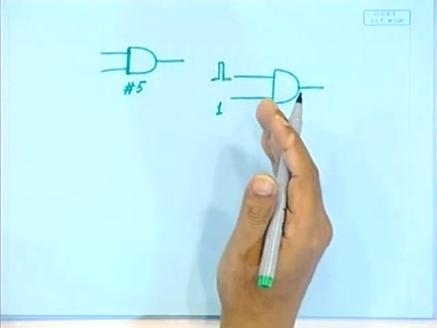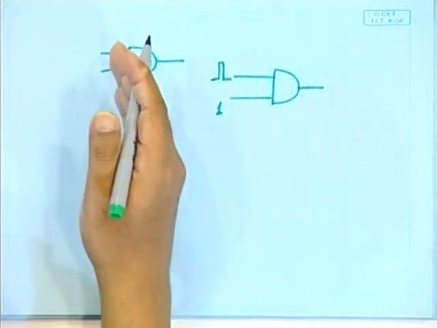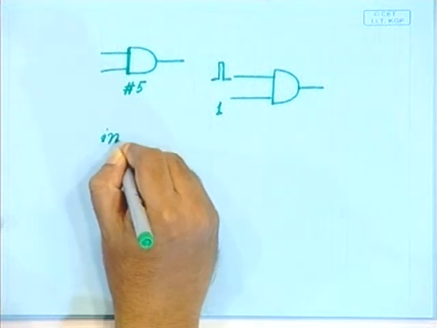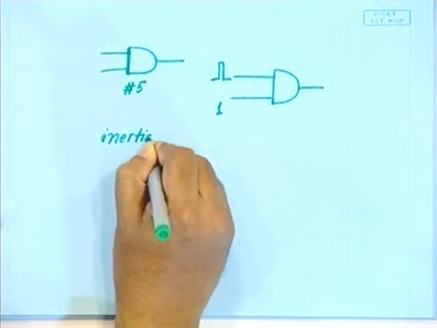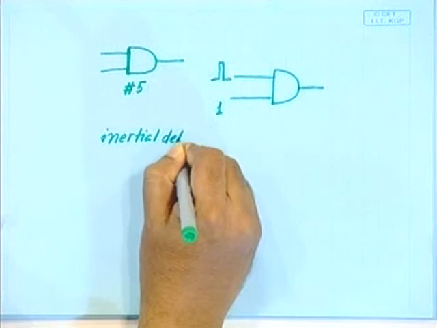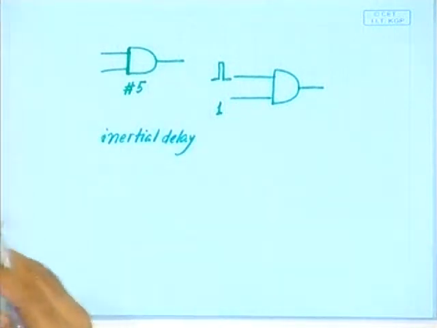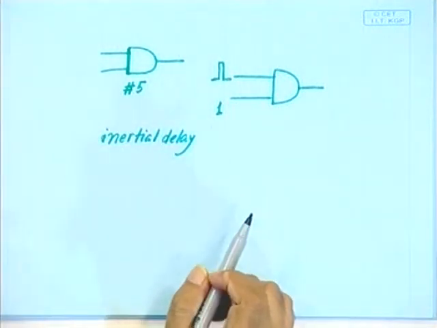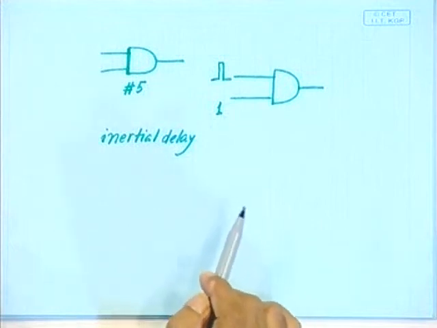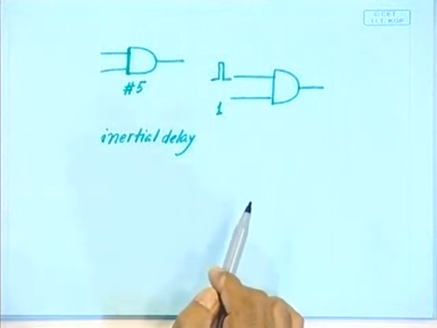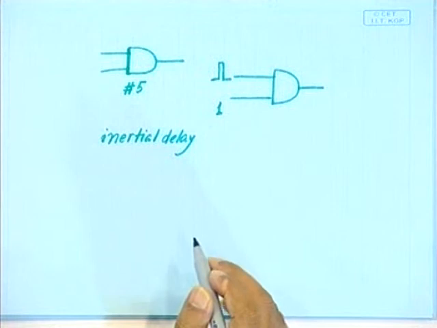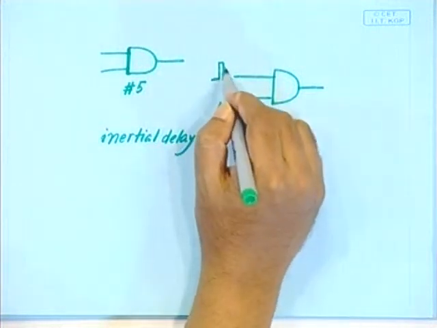You can think of this as what is known as inertial delay. Inertial delay means you think that the gate has an inertia in responding to the inputs, and if you change the inputs within that period, then you will not see the output that you expect within that time. So this is that thing.